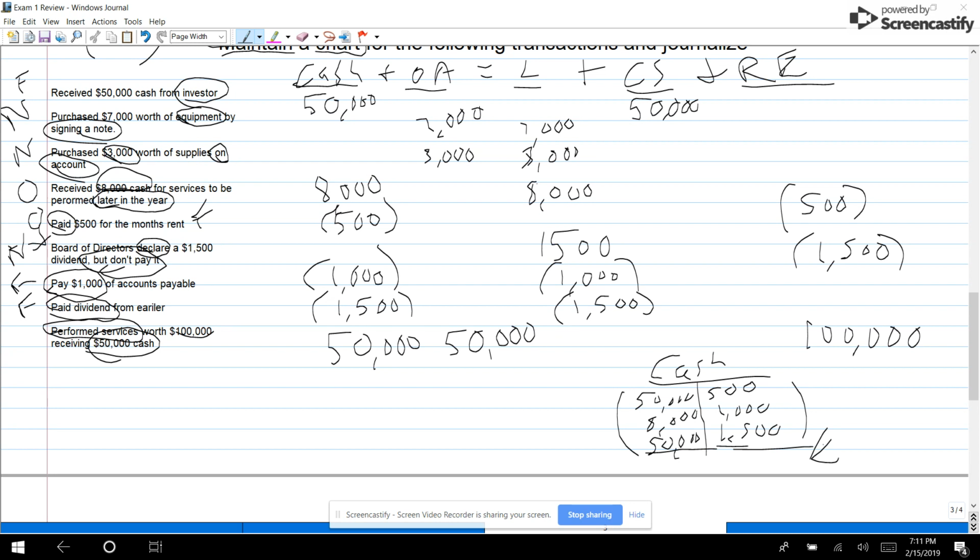We can have a net loss, but we can't have negative cash. Remember again that cash and revenues and income are completely different. So the balance is going to be 105,000 on the debit side. You just add up 50,000 plus 8,000 plus 50,000 and you get 108,000, and you subtract 500, 1,000, and 1,500, and we get 105,000. That's how you do that. We shouldn't have a number on the credit side.